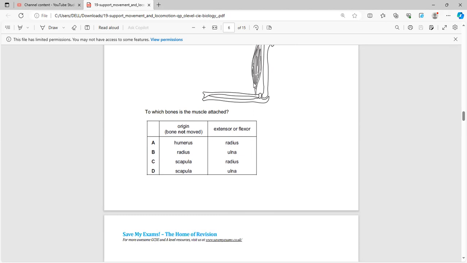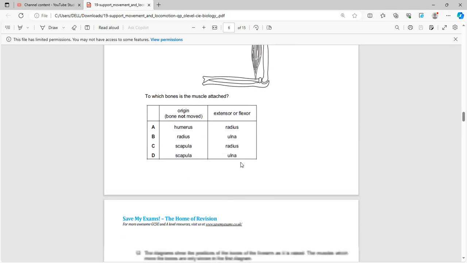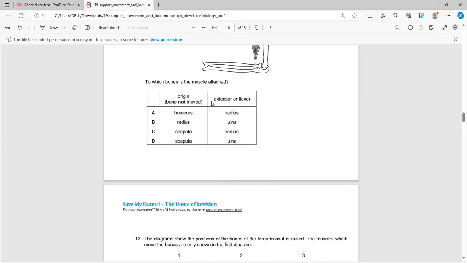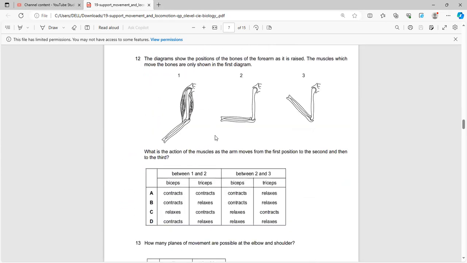So the radius is the lateral bone, and the muscle is attached from the scapula to the radius. The origin always isn't moved. However, the insertion point can be moved. Now, in question number 12, similarly, they've just asked the repeated questions like above as well.